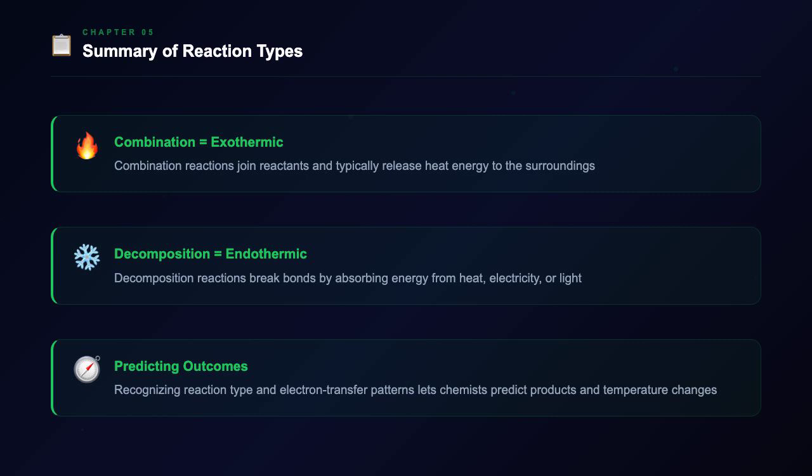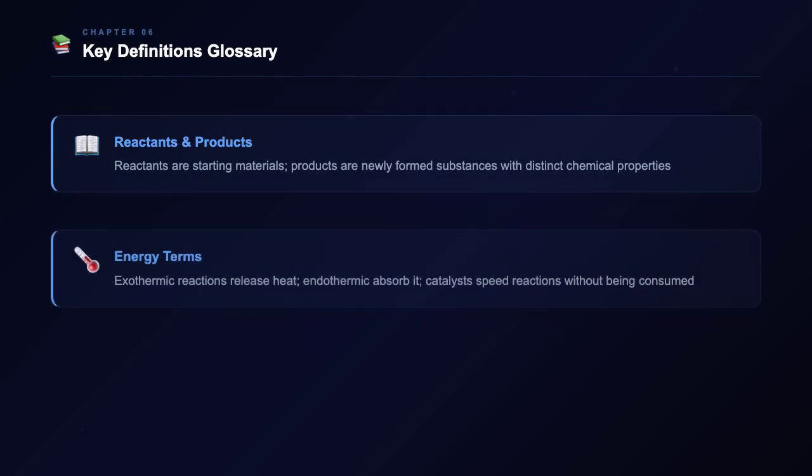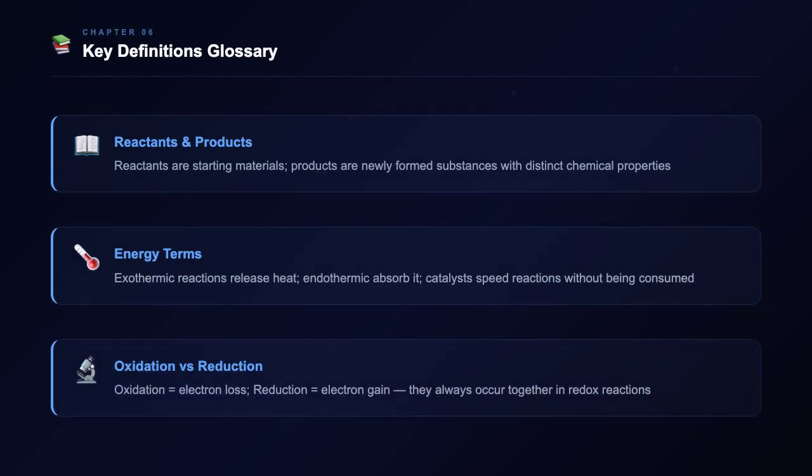Recognizing these specific reaction classifications and electron transfer mechanisms allows chemists to accurately anticipate resulting products and environmental temperature variations. This glossary defines core chemical terms, distinguishing initial reactants from the newly generated products represented within balanced chemical equations.